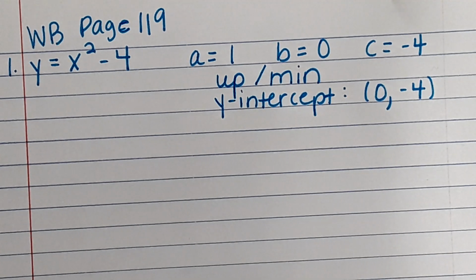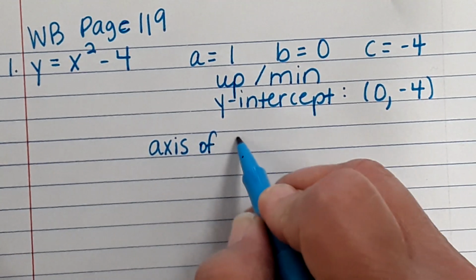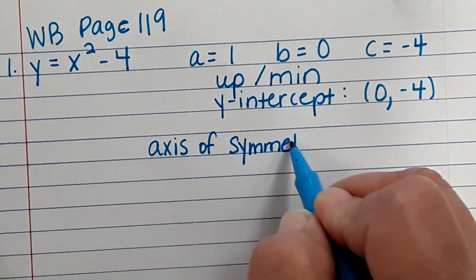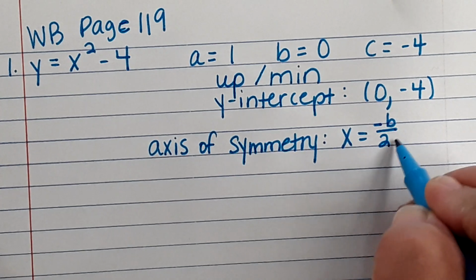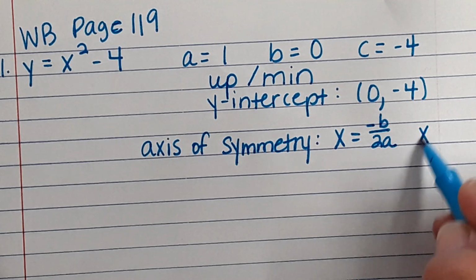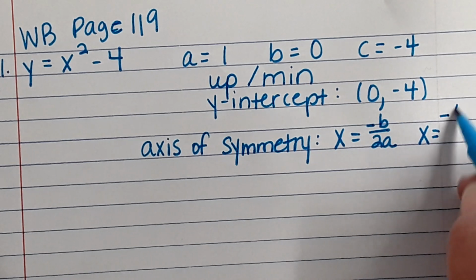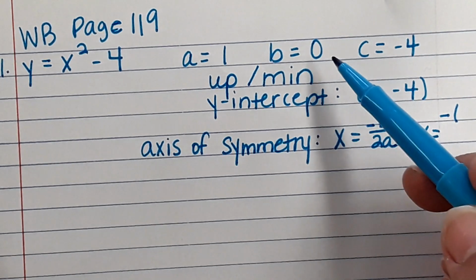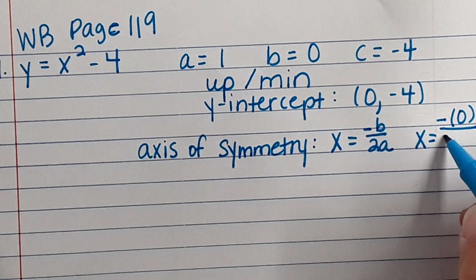Now we're going to add one more thing. I wanted to do it in pieces for you guys instead of having you do it all at once. Now we're going to find the axis of symmetry, okay? The axis of symmetry is x equals the opposite of b over 2a. So x equals the opposite of B. What is B? What did we say B was? 0 is B. And then 2 times A.